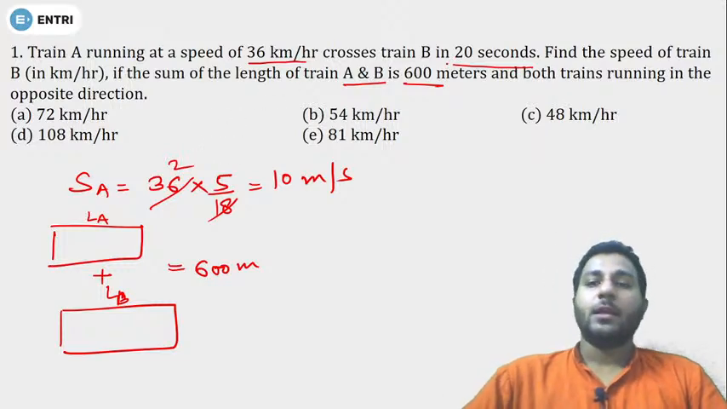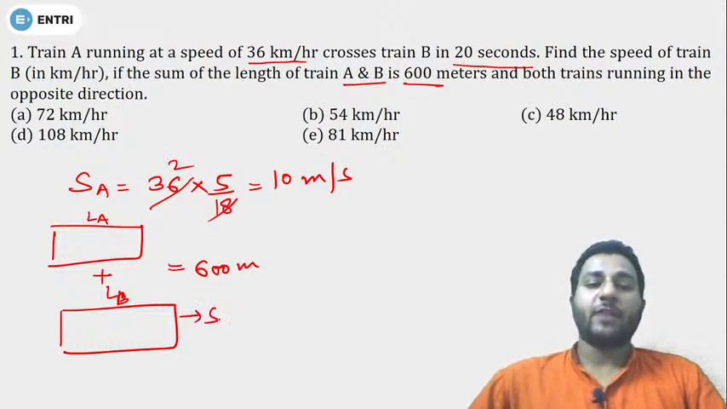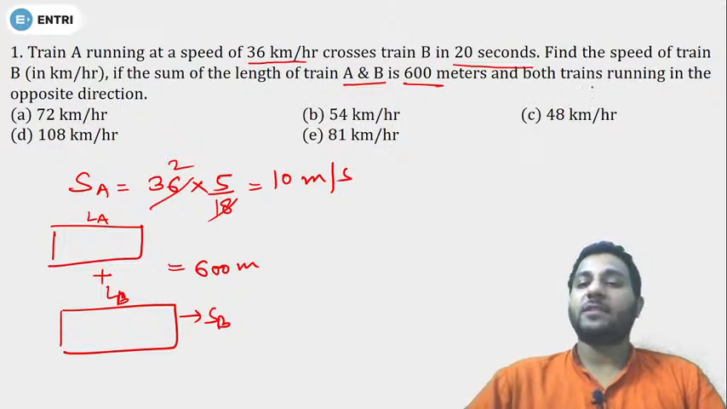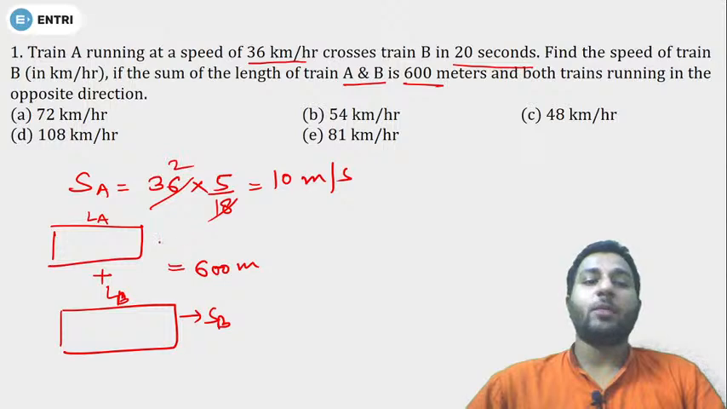चलिए, so train A crosses train B in 20 seconds. Find the speed of train B. So we have to find the speed of train B if the sum of the length of train A and B is 600 meter and both trains are running in the opposite direction. यानी एक दूसरे की तरफ आ रही है.